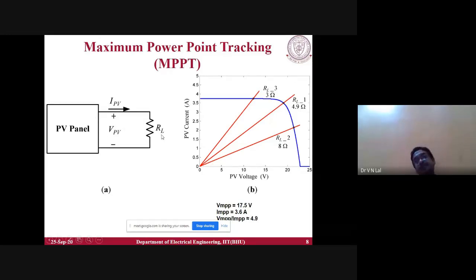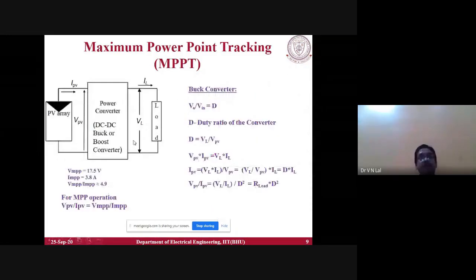So to operate any load at maximum power point, we have to have one power electronic converter, a power processing unit, in between like this. So this is the load and the PV array, and in between one power processing unit is there. For example, if we are using only a DC load, then a DC to DC buck or boost converter is used according to our application. The DC to DC buck converter is a very simple converter, the simplest converter.